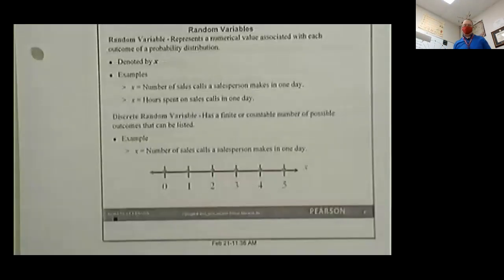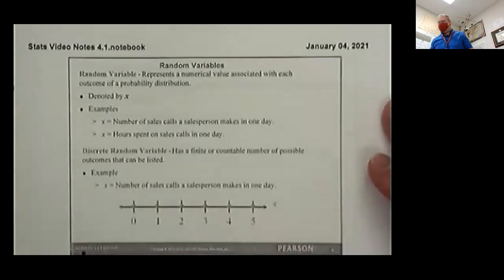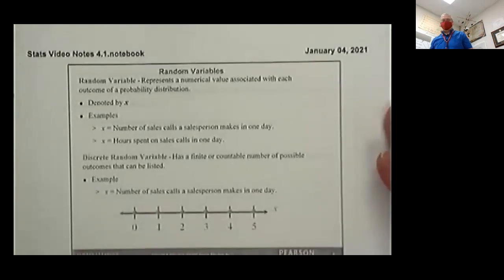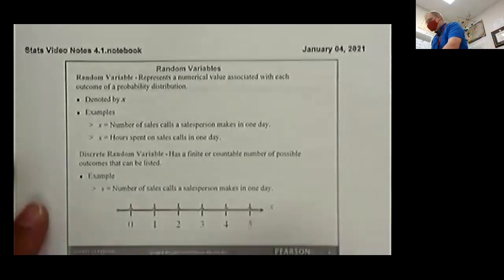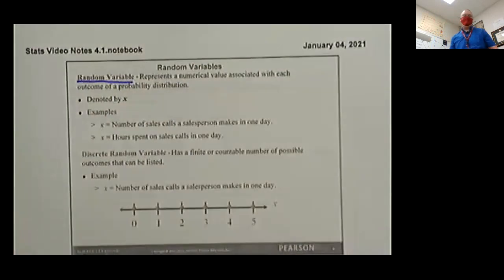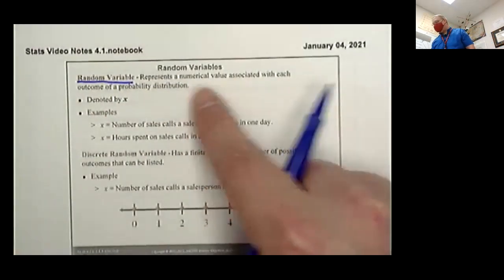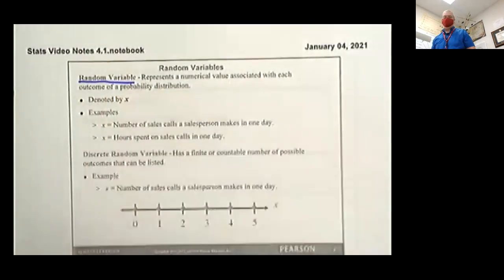All right, the first real statistics topic we're going to look at is discrete probability distributions. And that sounds really fancy. We're going to break that down word by word as we go through here. The first idea we're going to talk about is a random variable. A random variable is exactly what it sounds like. It's a random variable x, and that represents a numerical value associated with each outcome of a probability distribution.